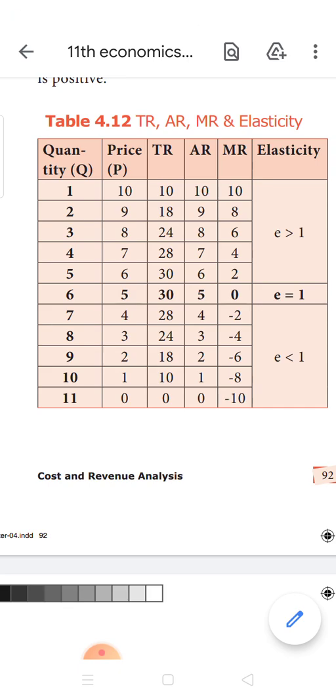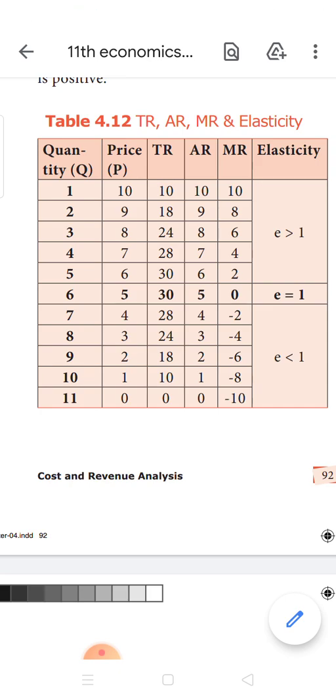At the sixth unit, when the sixth unit is being sold, where the marginal revenue is zero, at that particular situation, where the TR is at the maximum, the elasticity of demand is equal to 1. It means where it is touching the x-axis, it is 1. Let me teach you the diagram also now.